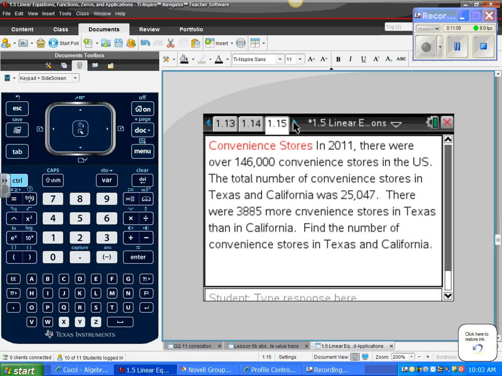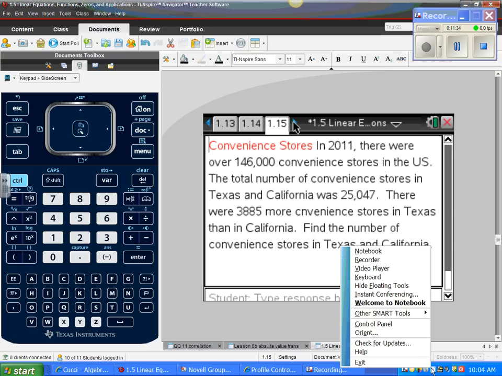All right, convenience stores in 2011. There were over 146,000 convenience stores in the U.S. The total number of convenience stores in Texas and California was 25,047. There were 3,885 more convenience stores in Texas than in California. Find the number of convenience stores in Texas and California. All right, so I'm going to bring up another page because this is a lot.